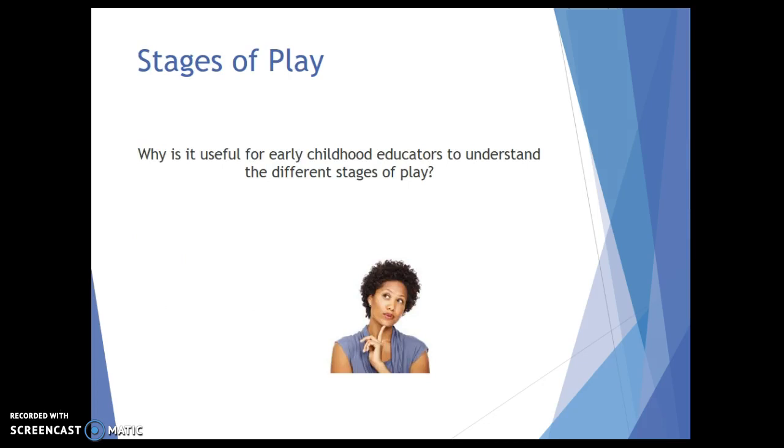All right, here's your second question for the discussion board. I would like you guys to also discuss on the board, why is it useful for early childhood educators to understand these different stages? So we looked at 3 different frameworks for understanding stages of play. Now I want you guys to discuss with each other, why do we need to know this stuff? How is it going to help us serve these children better?